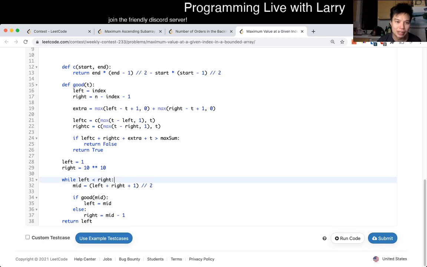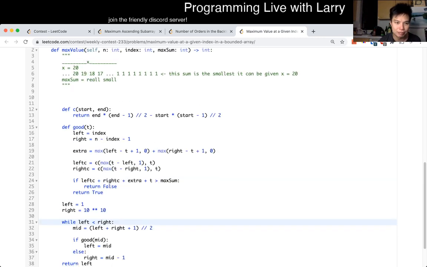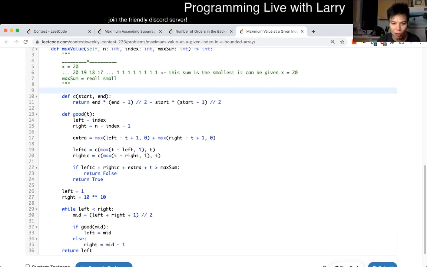And there's a couple of mathematical formulas here, but that's basically it. This is binary search. If this is good, we go to the right, we set left is equal to mid, otherwise we narrow the bounds.